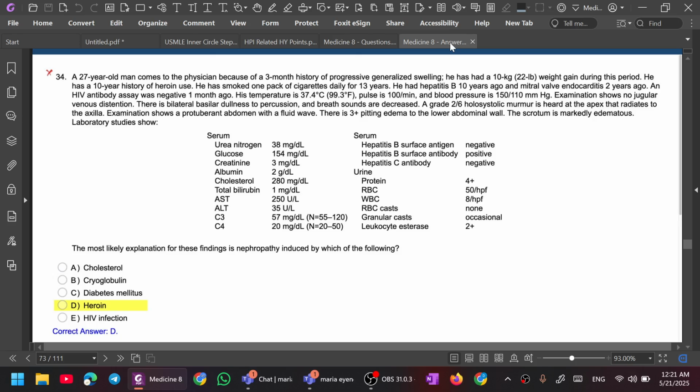Heroin can also cause MPGN, membranoproliferative glomerulonephritis, with immune complex deposition, which is a mix of nephrotic and nephritic syndrome. Patients can present with hematuria, proteinuria, decreased complement concentration, and renal failure. It's not cholesterol, which does not typically cause acute or chronic kidney disease, proteinuria, or nephrotic syndrome.